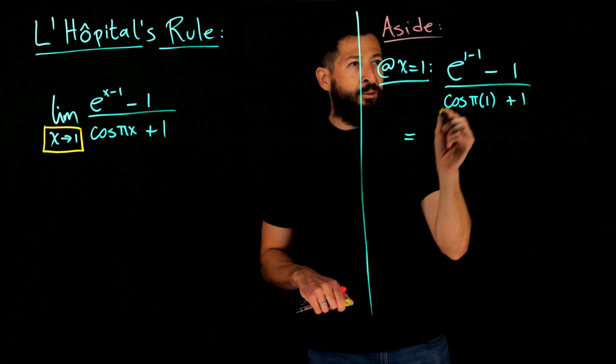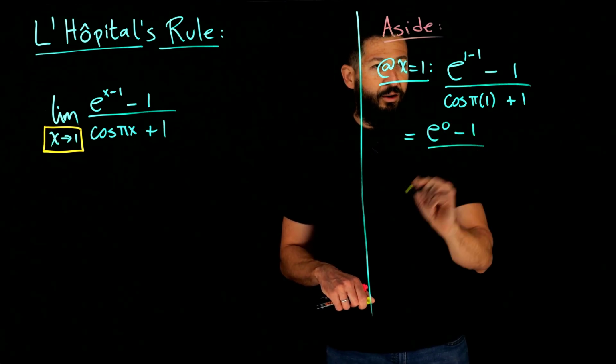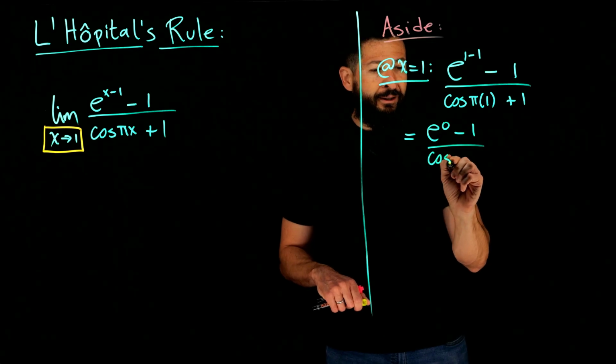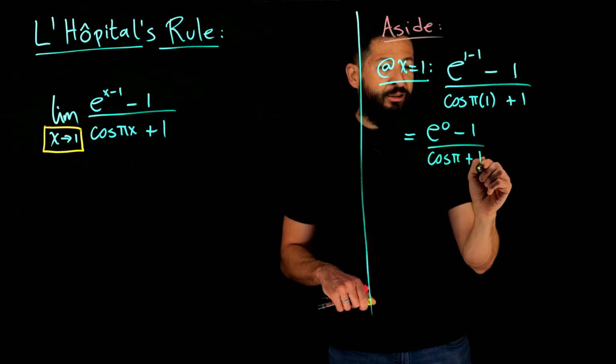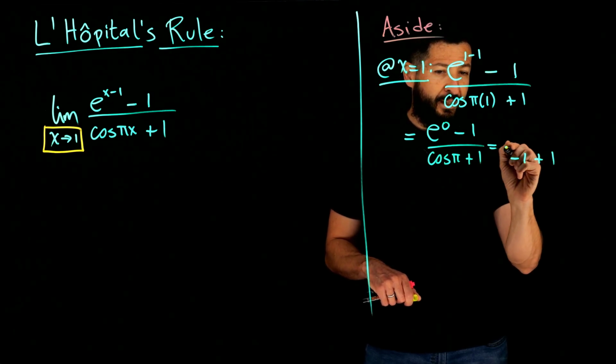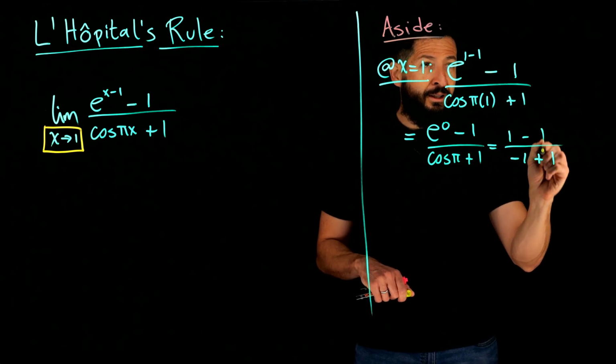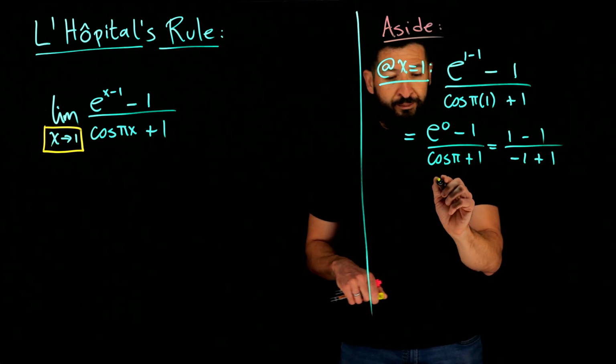And so e to the 1 minus 1 is e to the 0 minus 1, over the cosine of pi plus 1. But cosine of pi is negative 1. You see already there's a problem. e to the 0 is also 1. And so you have 0 over 0.